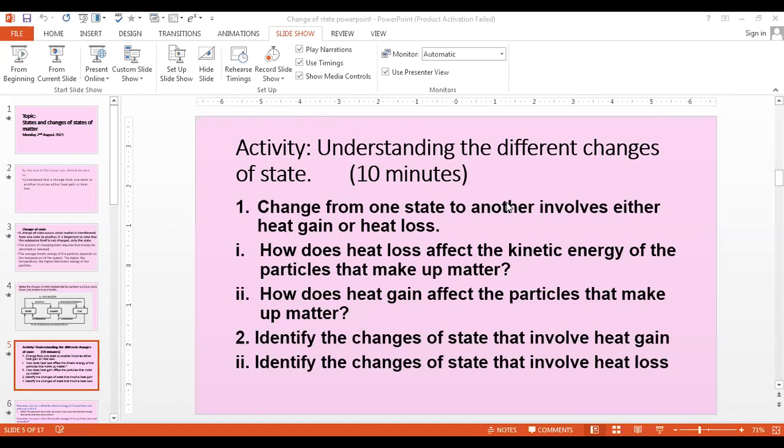Okay, for number one, it says change from one state to another involves either heat loss or heat gain. And then part Roman number one says, how does heat loss affect the kinetic energy of the particles that make up matter? I think that heat loss reduces or lowers the kinetic energy of the particles.